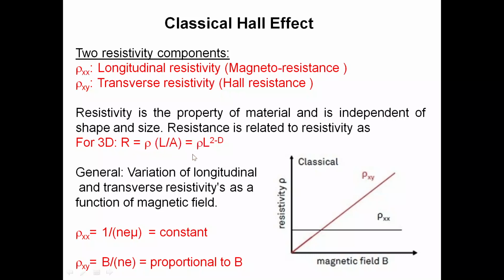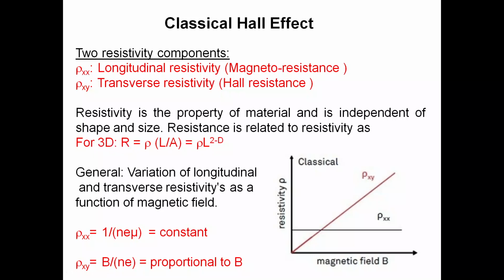this is the dimension of rho multiplied by L to the power 2 minus d, where d is the dimension. So for a 3-dimensional system, 2 minus 3 is actually minus 1. So rho multiplied by the dimension of length to the power minus 1. Okay, so this we can also get from here because the dimension of area is L square. So here rho L to the power minus 1. Now for a 2-dimensional system, 2 minus 2 is 0. So the dimension of resistance and resistivity is actually the same for a 2-dimensional system.